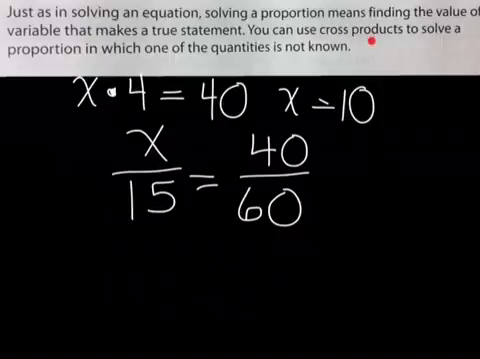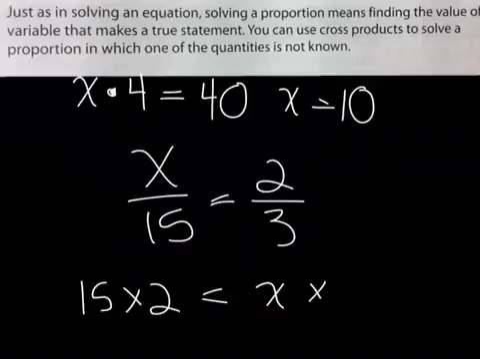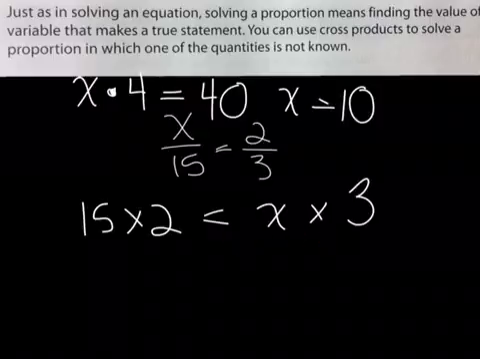To solve it using cross products, we would multiply these two, but just for the sake of simplicity, let's simplify this. We know that they're both divisible by 20, and we have 2 20s here and 3 20s there. This is 2/3. It'll just make it easier to multiply. Now, if we were to do cross products, as it says here, I would multiply these two together, and I would say 15 times 2 is the same as x times 3. Okay? And what is it? Well, here I have 30, and then here I multiply the 3 times the number to get 30. And for a lot of you, this is very obvious. 3 times 10 is 30.